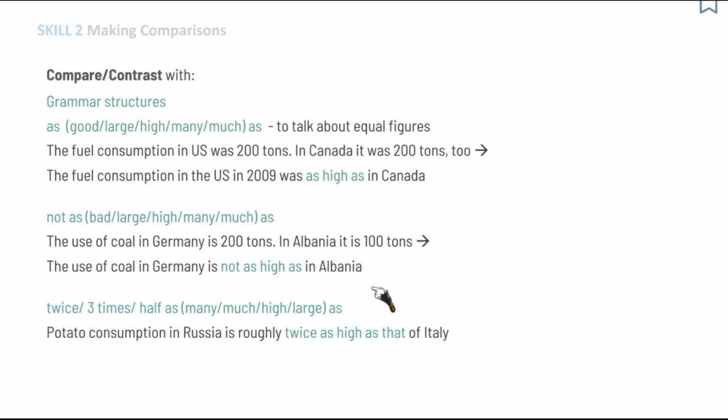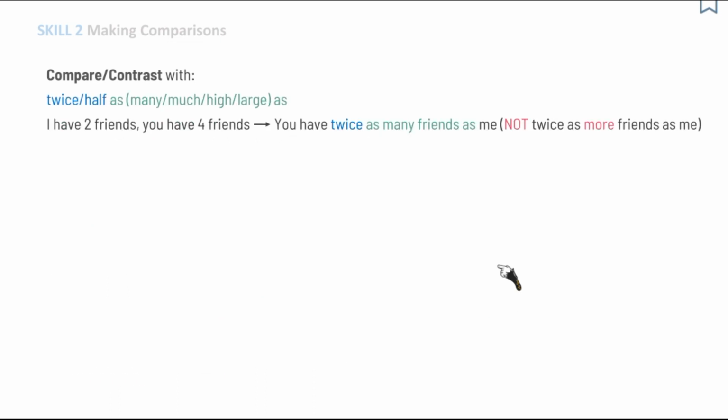Finally, we can show the exact difference in numbers. And for that, we can use words like twice, or 3 times, or half, as many as. And we're going to talk about the structure in more detail. So, let's imagine that I have 2 friends and you have 4 friends. So in this case, we can say that you have twice as many friends as me.